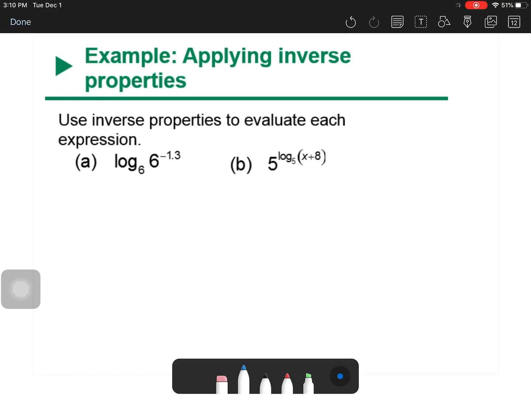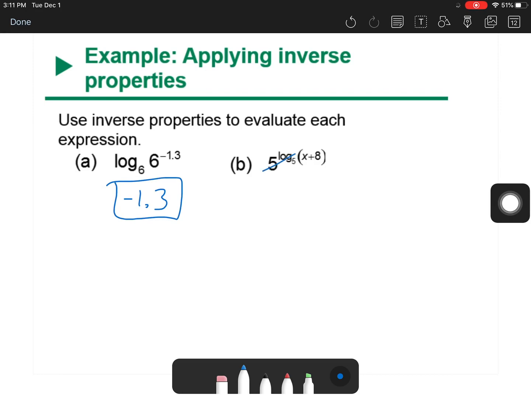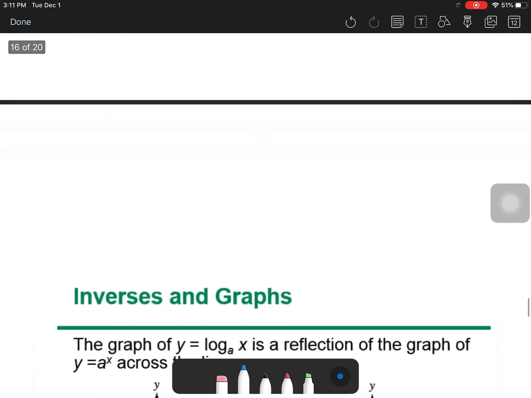Okay, so it says use inverse properties to evaluate each. These are really straightforward because we have a log base 6, and in my exponential expression here it's a base 6, so they cancel each other out. And the answer is just the exponent, so it's just -1.3. No work really to do, it's just recognizing that I'm demonstrating a log with an exponential and that they cancel each other out, they're inverse functions of one another. Similarly here, this time it's the other way around. I start with my base 5, and then as the exponent I have a log base 5 of some expression x plus 8. So they cancel each other out, and I'm left with just x plus 8. Okay, that's all we have to do there.